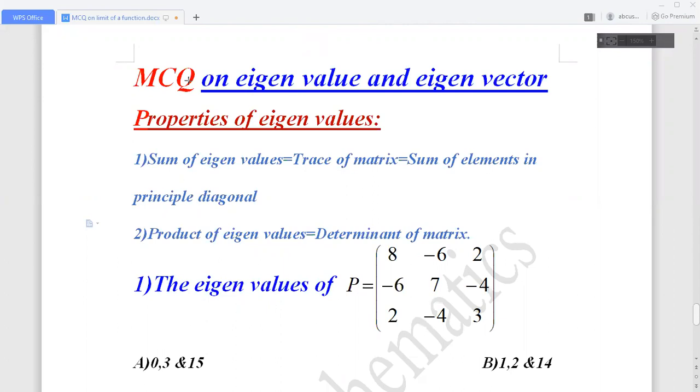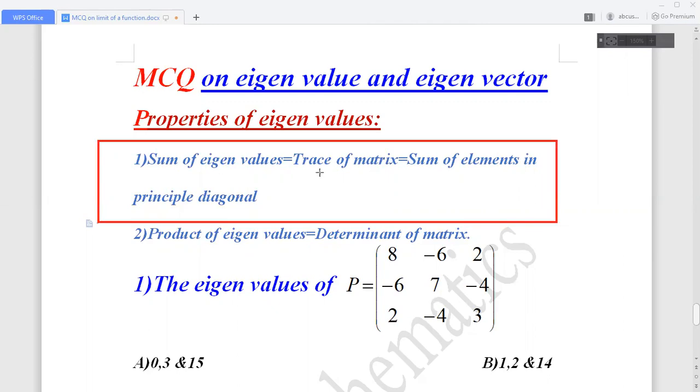First of all, let me discuss some properties of eigenvalues. The first property is related with the sum of the eigenvalues. The sum of the eigenvalues is always equal to the trace of the matrix, and the trace of the matrix is just the sum of the elements in the principal diagonal. It is one very important property.